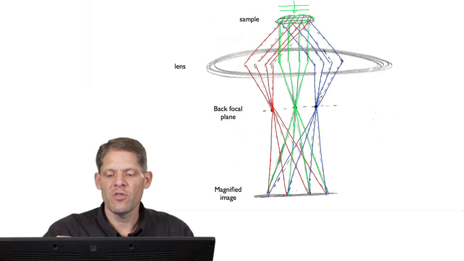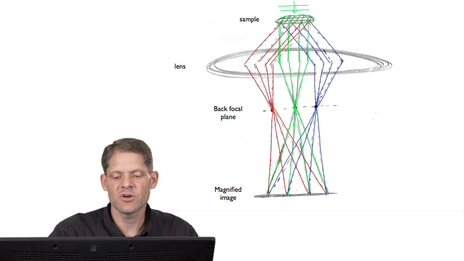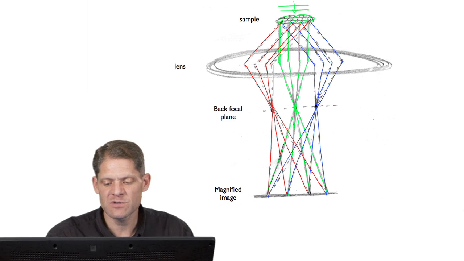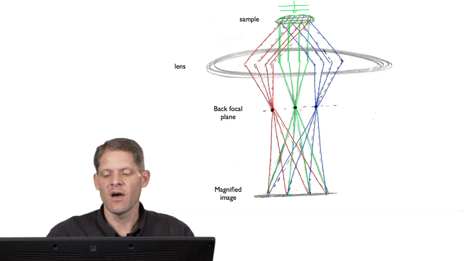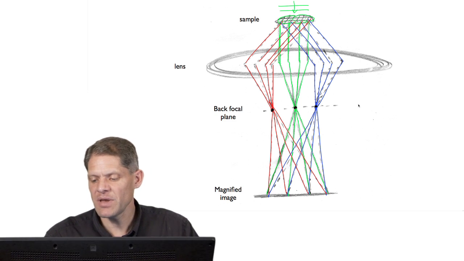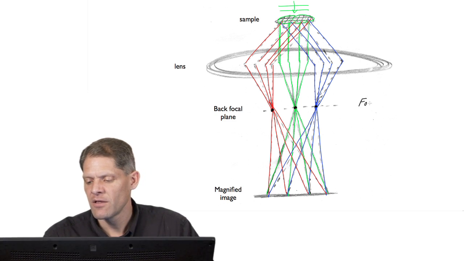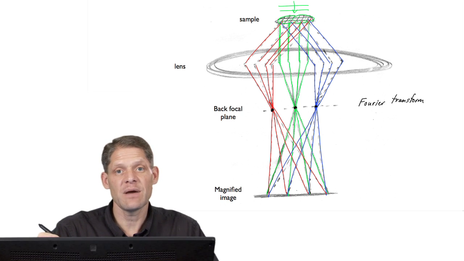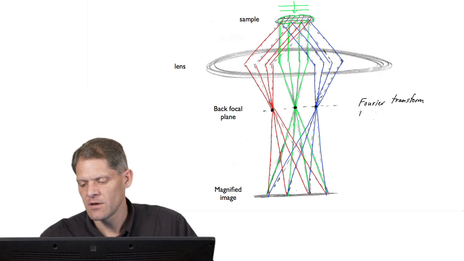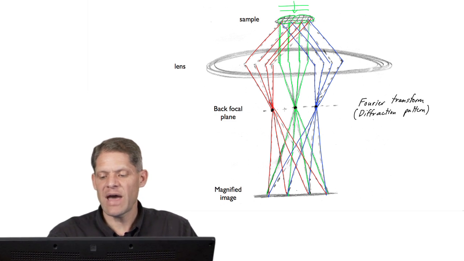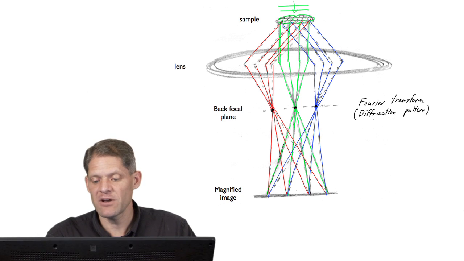And all the possible directions of scattering, each direction is focused to a different spot along the back focal plane of the lens. And so what appears here is actually the Fourier transform of the sample density, or in other words, a diffraction pattern on the back focal plane of the electron microscope.